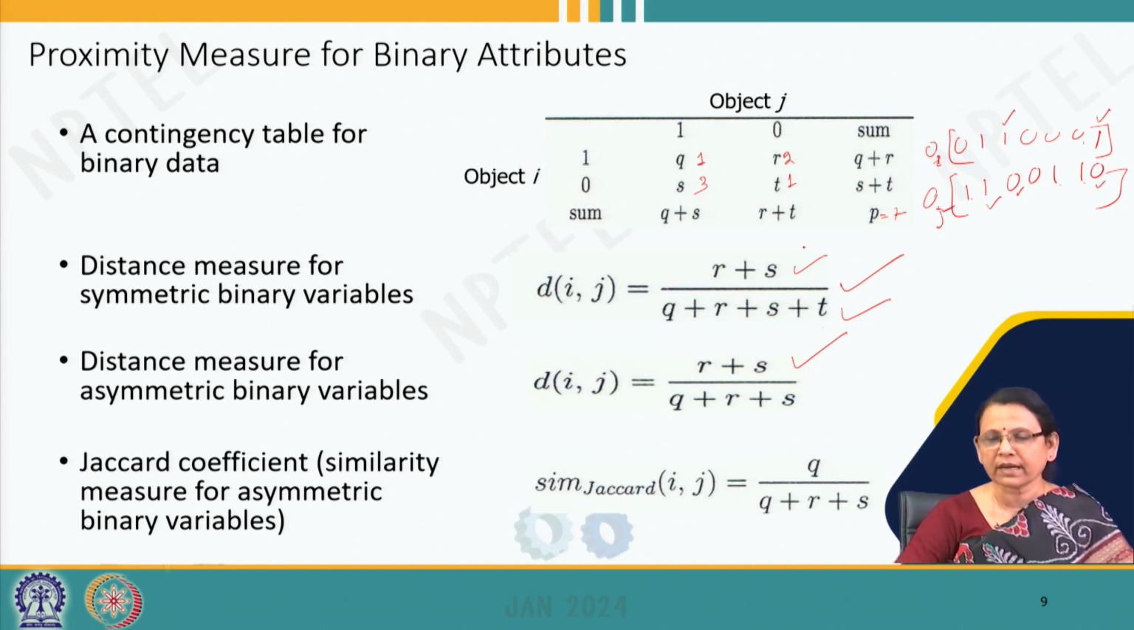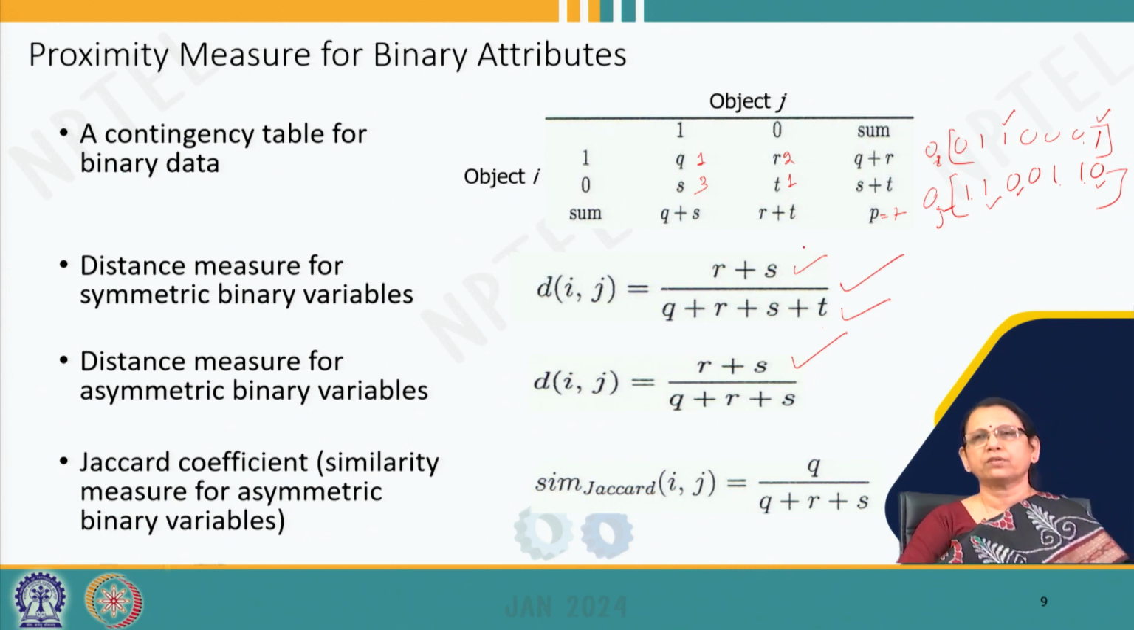Why is T not included? Because both of them have given 0, and 0 in the case of an asymmetric setting does not necessarily say the absence of the feature. So, we exclude that.